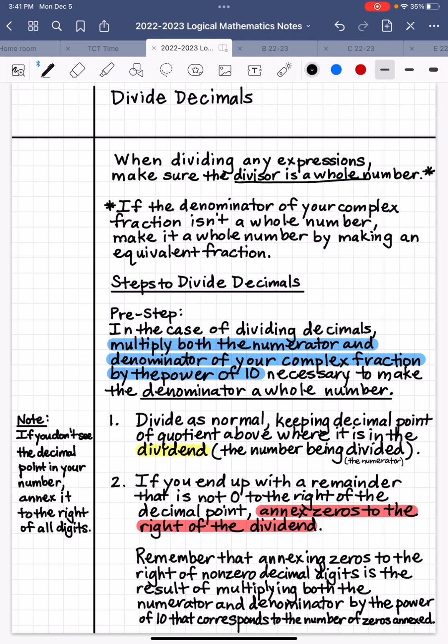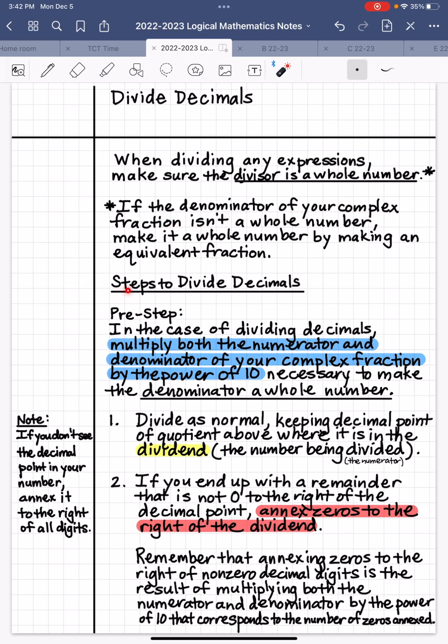Say, for example, you're dividing 25 by 5. You're dividing by a whole number, so go ahead and divide as you normally would using the standard division algorithm. But in the case that you do not have a divisor that is a whole number, you're going to make it a whole number by making an equivalent fraction. In this case, an equivalent complex fraction.